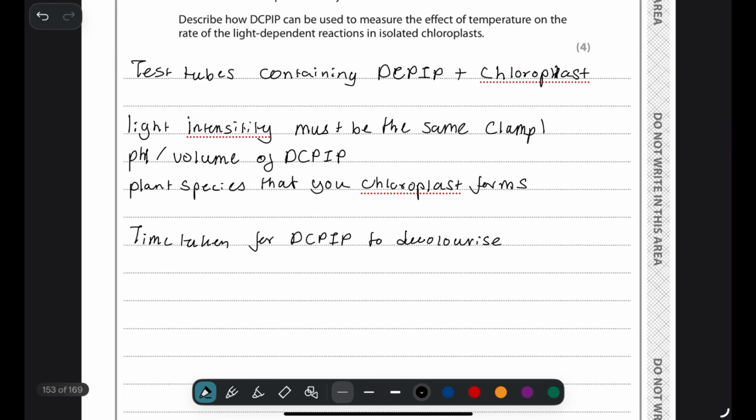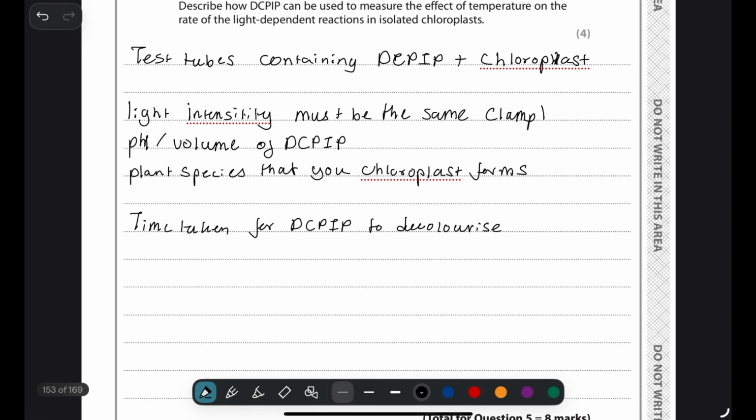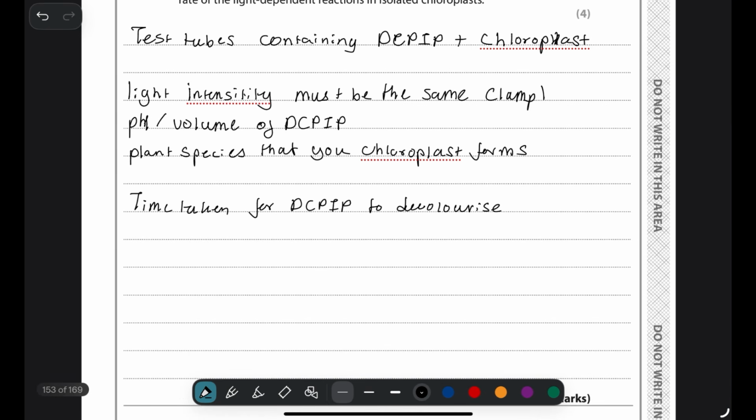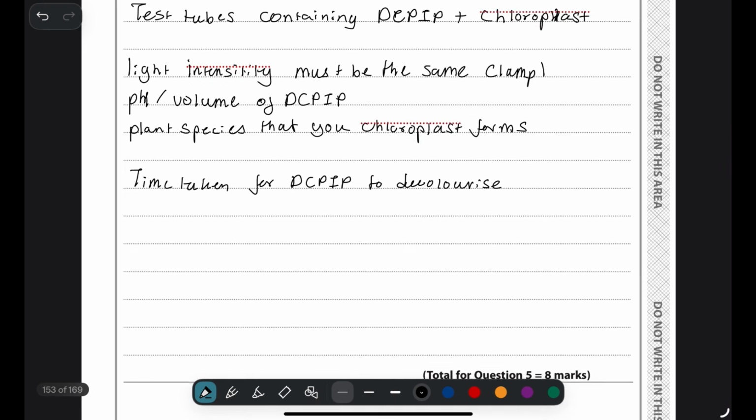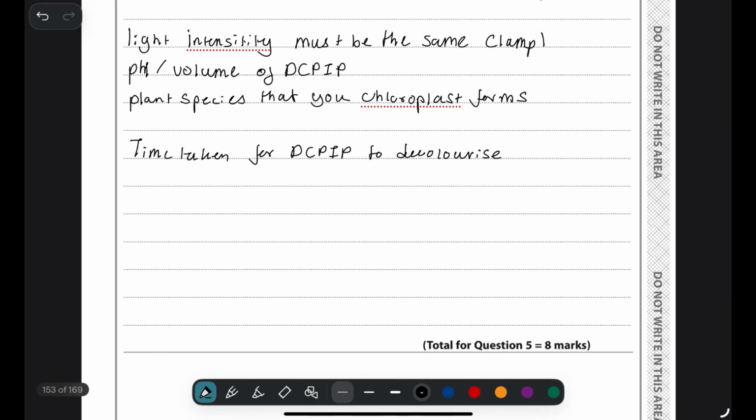And apologies, I completely forgot to do one thing. So we set our control variables. We also need to think about the independent variable, which is obviously the temperature. So I've just mentioned your dependent variable there, the time taken for DCPIP to decolorize. However, in terms of your independent variable, the temperature, you need to give a range. In SNAB, they love ranges.